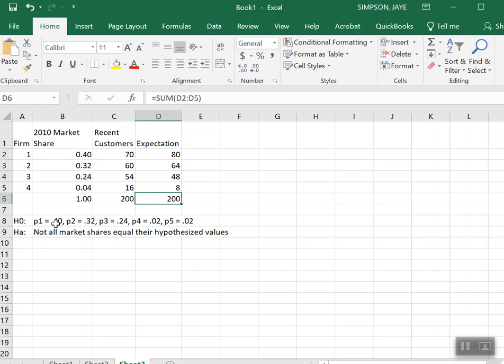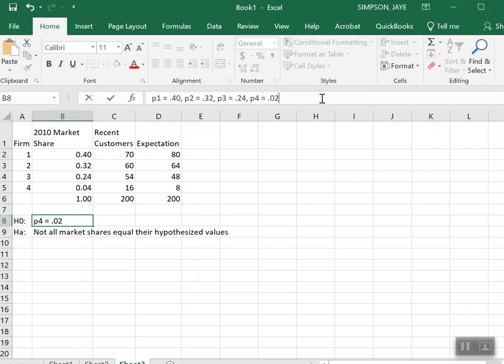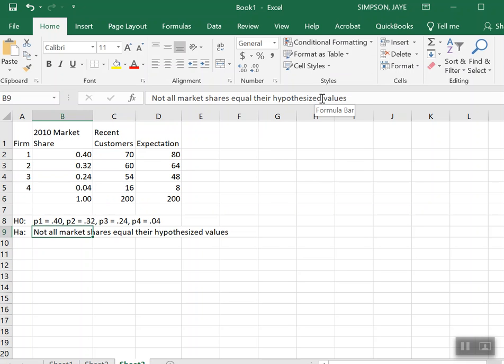Now I need to come down here and change my null hypothesis. So I'm going to delete the P5, and I'm going to say P4 is equal to 0.04 or 4%. So again, we've had to update that to make sure that they're always greater than 5. You want to highlight, star, triple underline that in your notes.